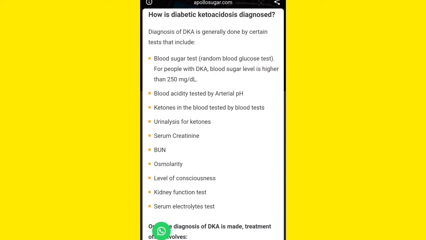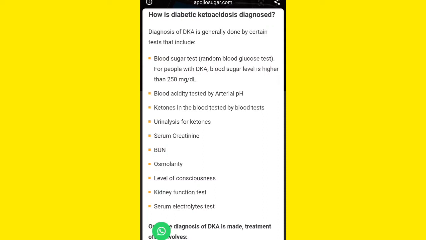Not only that, you can also check the blood acidity. The blood acidity is generally tested by the arterial pH. So when you check the arterial pH, you will find out how acidic the blood is, because it is an acidic condition. Another test can be the ketones. So when you check the ketones in the blood, it can be done with the help of ketone meters. These are the meters which measure the ketone bodies in the blood. You can check it and you can find how much ketone is there.